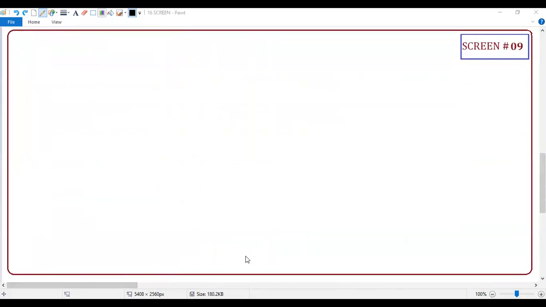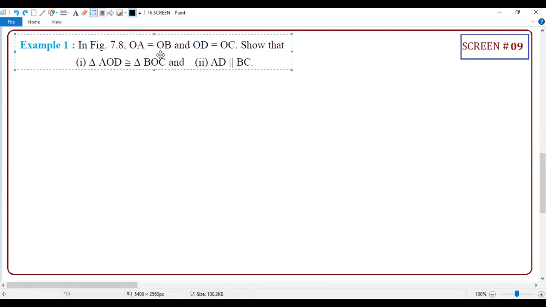Shall we solve problems? There are 8 examples. If you just travel along with me, you can do wonders, my dear. Please travel along with me. With these 8 examples, the chapter is over. All the examples are over.